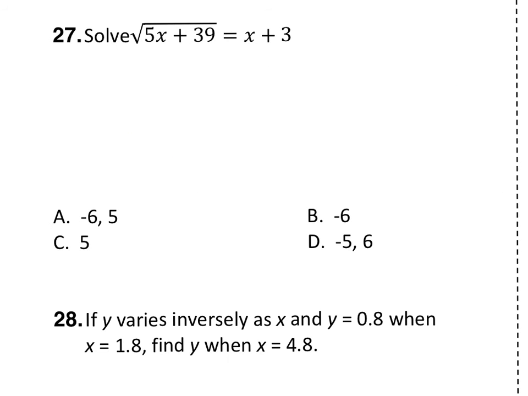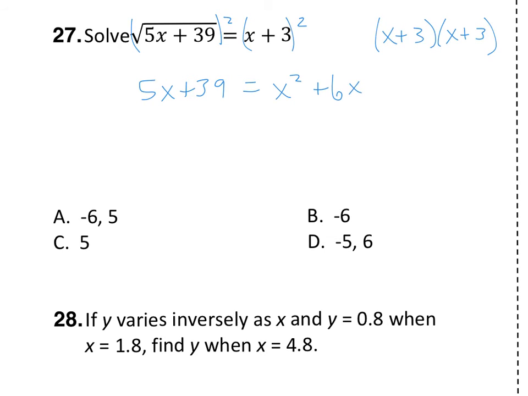Number 27, solve the square root of 5x plus 39 equals x plus 3. So another radical equation question. The first step is isolate the radical, and it is isolated. So step 2 is to square both sides. So then I'm just left with 5x plus 39. But now on my right-hand side, I must FOIL x plus 3 times x plus 3. And when I do that, I get x squared plus 6x plus 9.